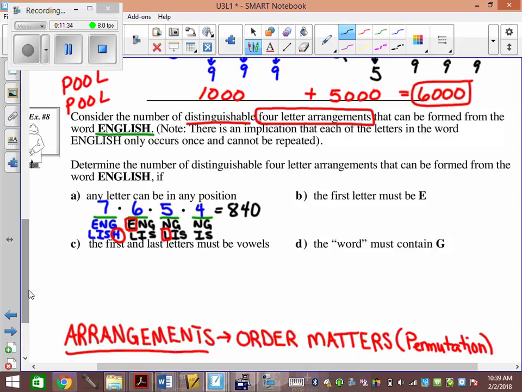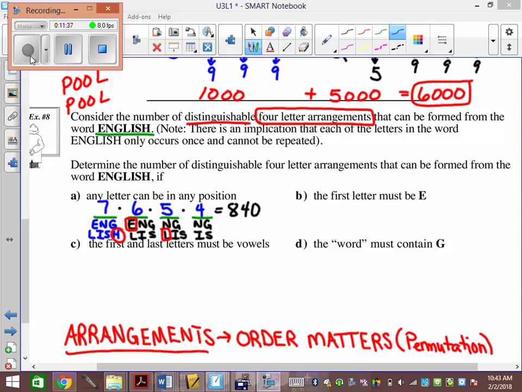You guys try B, C, and D. See how you do. B says the first letter must be an E. So it has to be an E. How many E's are in English? 1. Then I would have NGLISH left. How many is that? 6. Then I keep 1. NGLIS. 5. Keep 1. GLIS. 4. Which is 120.